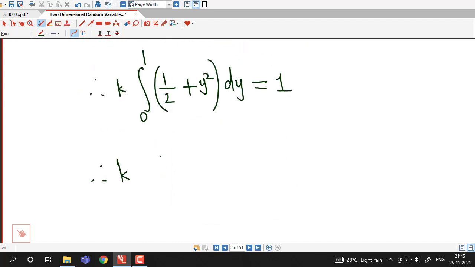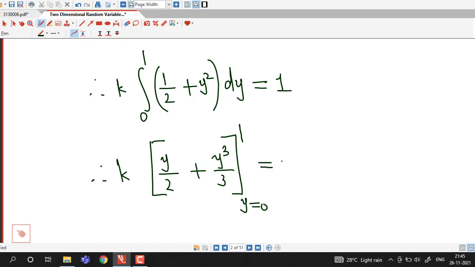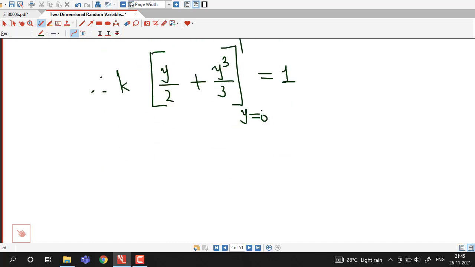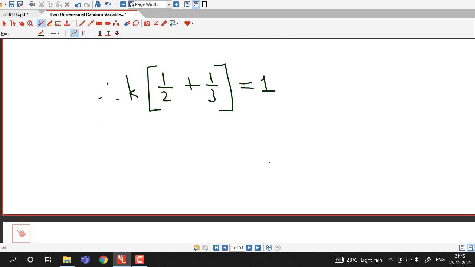So therefore now we integrate with respect to y, so we have y by 2 plus y cube divided by 3. Limits are from y equal to 0 to 1, and this is equal to 1. So therefore k times, here first we put y equal to 1, so we have 1/2 plus 1 by 3, and for lower limit it is 0, so this is equal to 1.